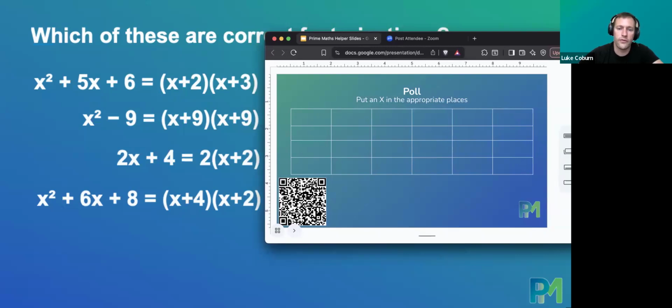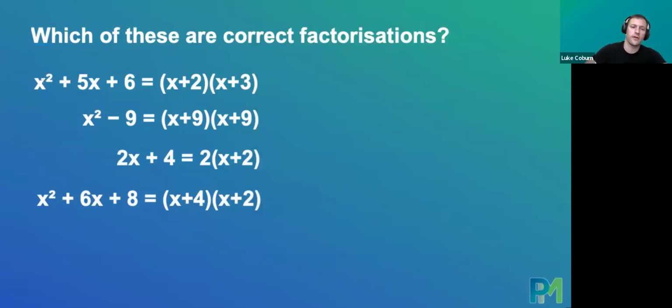Give you a moment. So if you wanted to do it, you can scan the thing, and it's a bit awkward. There are other tools you can use to do this, but I don't find them so useful. Well, the one that doesn't work is going to be this one. Okay, the rest of them are fine, but this one, you see, we've got x squared minus 9.